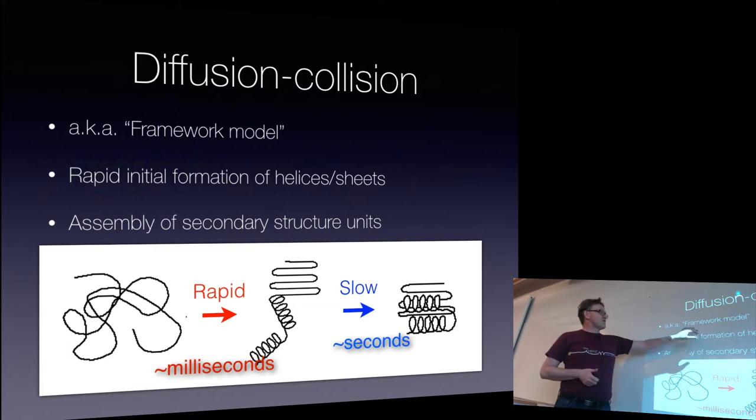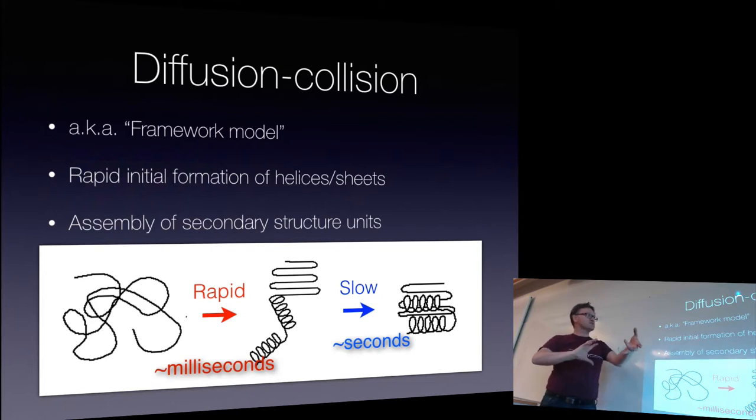So you somehow call this framework model, but I think diffusion collision really describes that: secondary structure elements that diffuse around and collide with each other. And when they find the good states, they bind. And this could definitely explain the protein folding. It would definitely explain how we get over Levinthal's paradox.